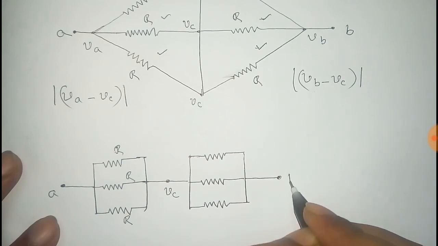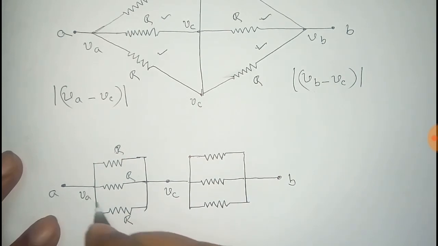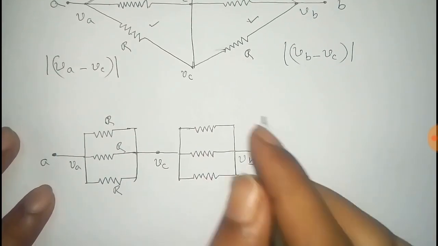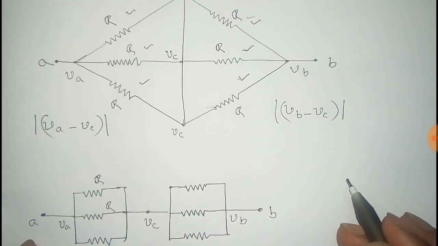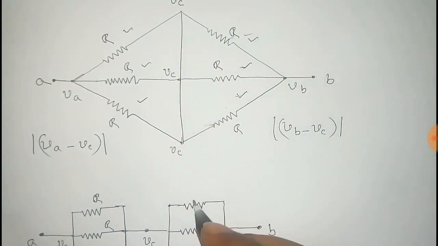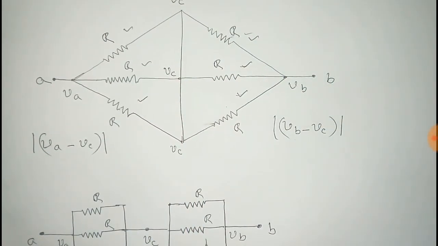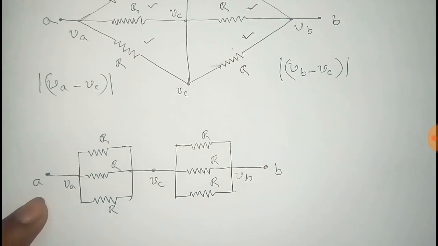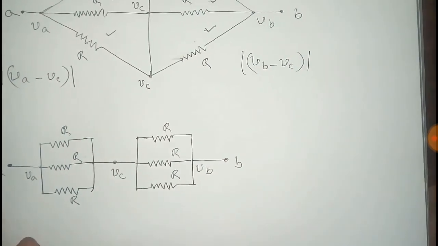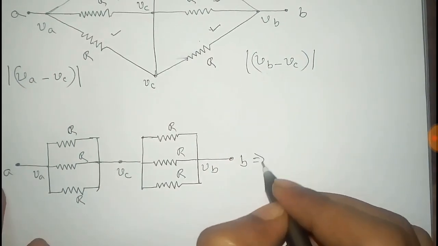And this point is B. This is VA and this is VB, and all of them have the same value R. Now we can easily find the equivalent resistance in that case.